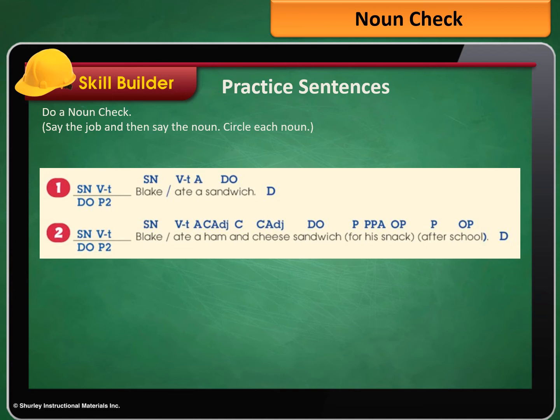Ready? Sentence 1. Subject noun Blake. Yes, it is a noun. Direct object, sandwich. Yes, it is a noun. Sentence 2. Subject noun Blake. Yes, it is a noun. Direct object, sandwich. Yes, it is a noun. Object of the preposition snack. Yes, it is a noun. Object of the preposition school. Yes, it is a noun. Good job. We have located 6 nouns using the noun check.